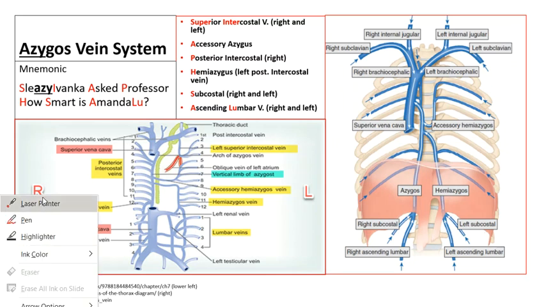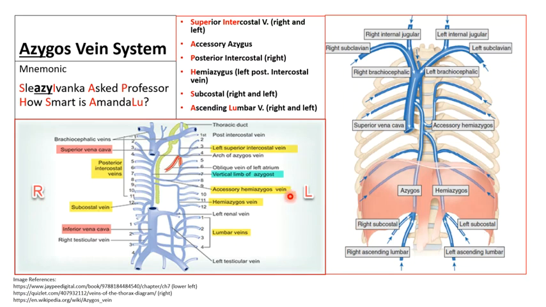So you can see here, let me just turn on the laser. Okay. So here's the azygous vein, which is the vertical limb, and this vertical limb actually carries blood from the right subcostal veins and posterior intercostal veins, and all these are draining into the vertical limb of the azygos.